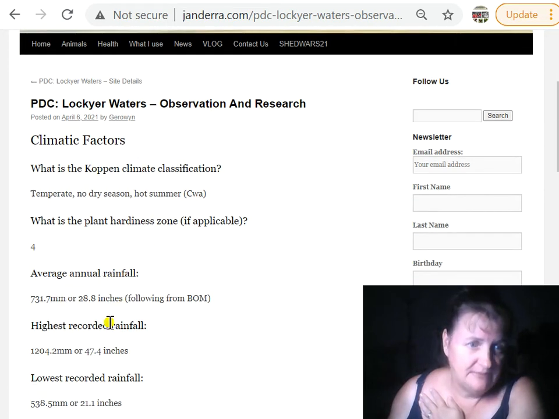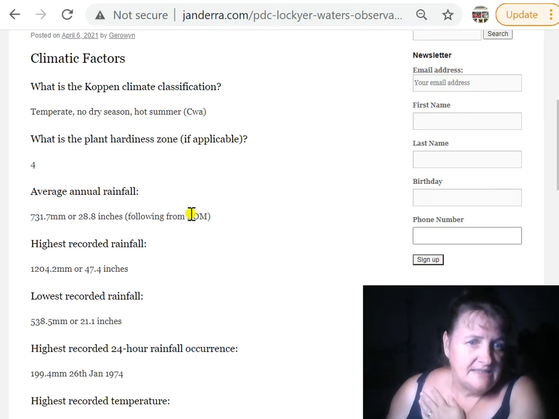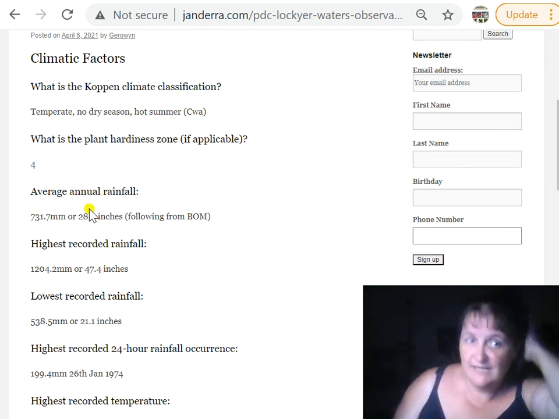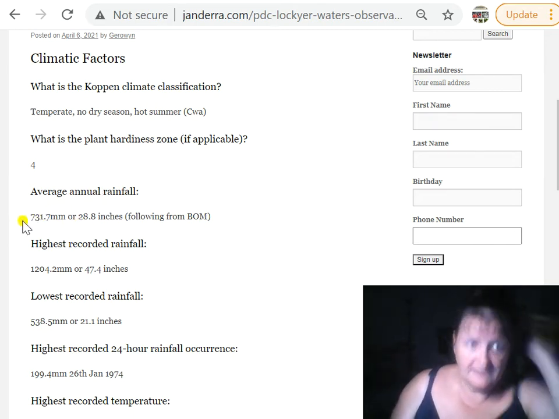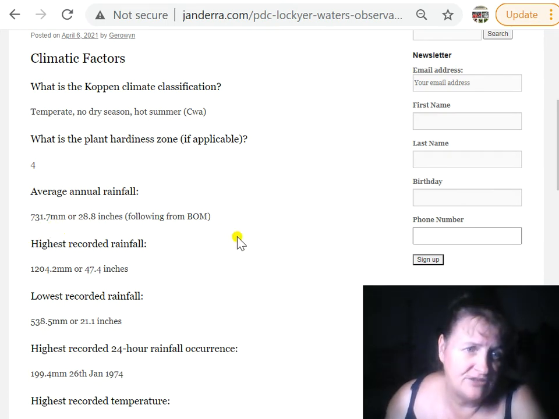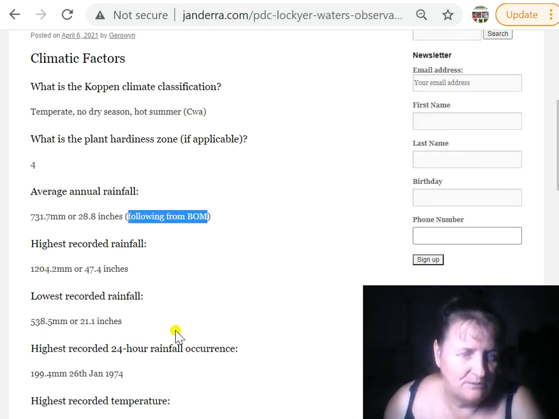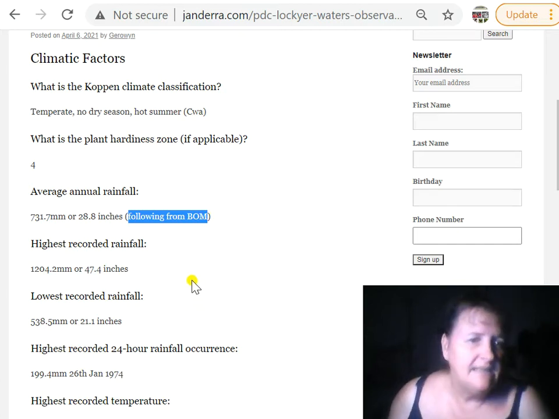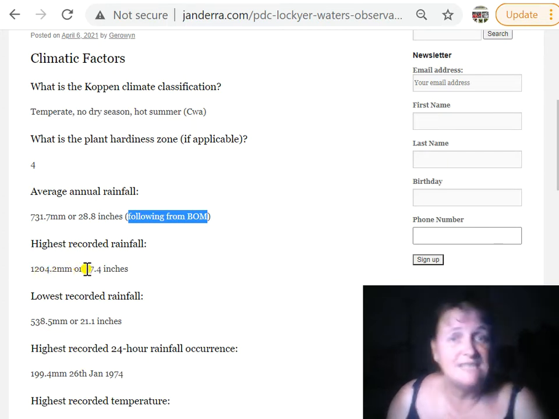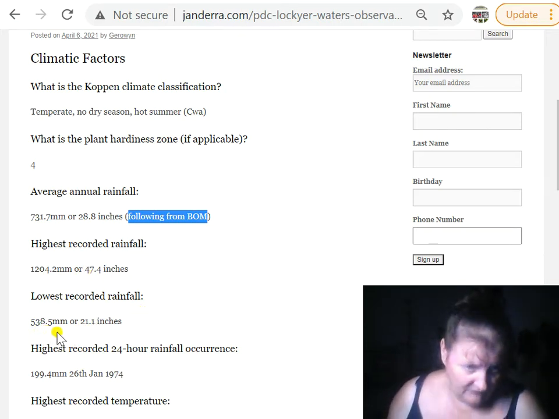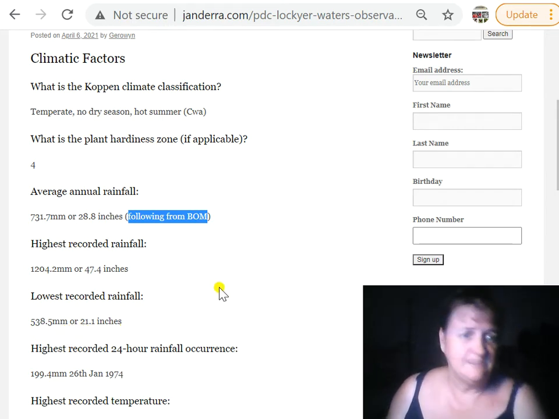Okay, average annual rainfall. I've gotten information from a variety of different sources for all of this, but the average annual rainfall here is 731 millimetres, or 28.8 inches for my friends in America. I got that information from the Bureau of Meteorology in Australia. The highest recorded annual rainfall was 1,204.2 millimetres or 47.4 inches. The lowest recorded rainfall was 538.5 millimetres or 21.1 inches.